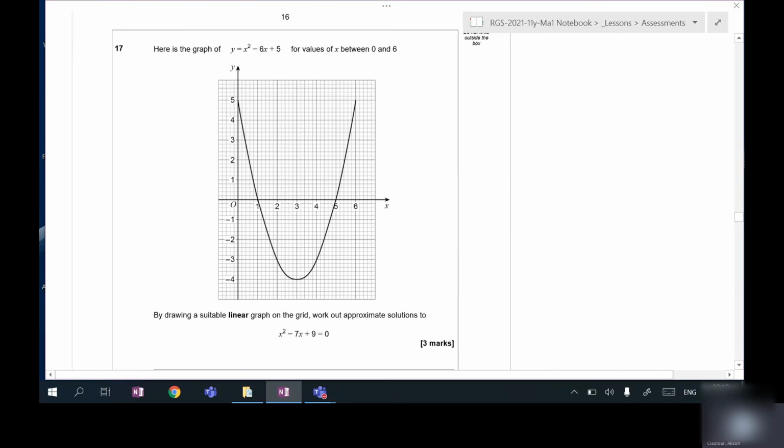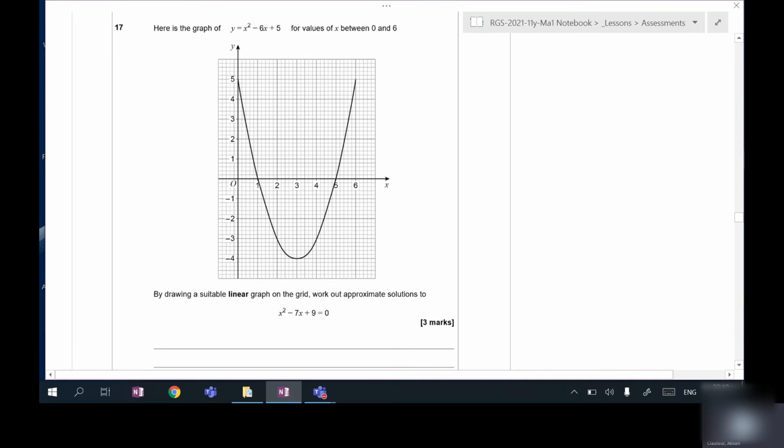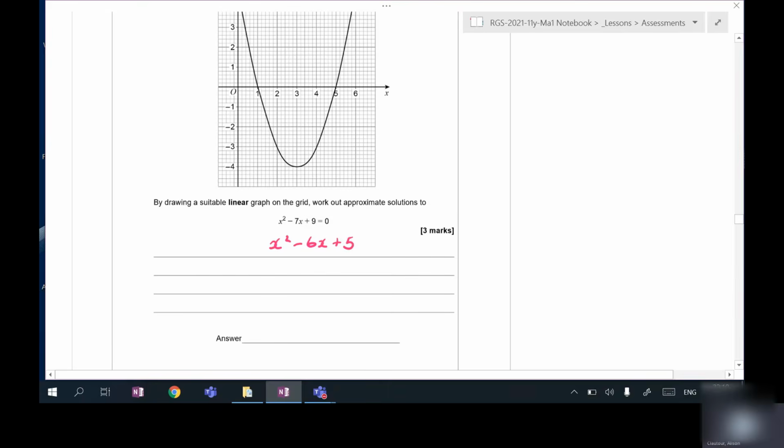Okay, so this is exactly like what you could see from a GCSE question. So here is the graph of x squared minus 6x plus 5 from 0 to 6. So what we want to do is, if we look at this equation it wants us to solve, we don't really want to solve that because we haven't got the graph of x squared minus 7x plus 9. So what we want to do is use the graph of x squared minus 6x plus 5.